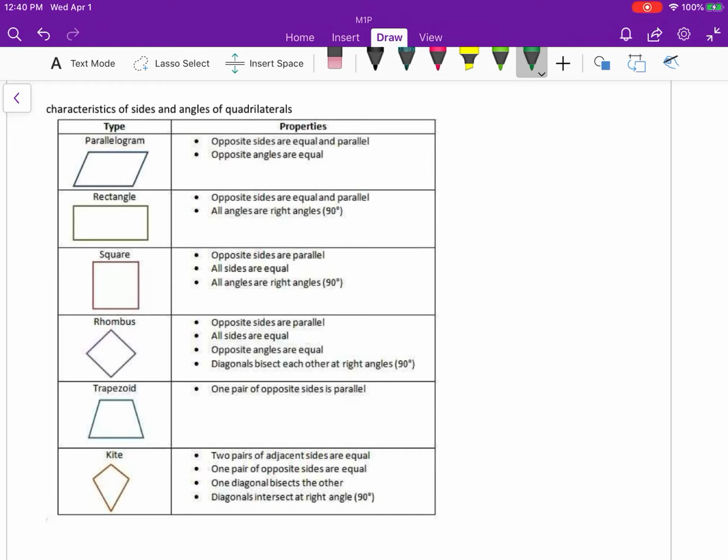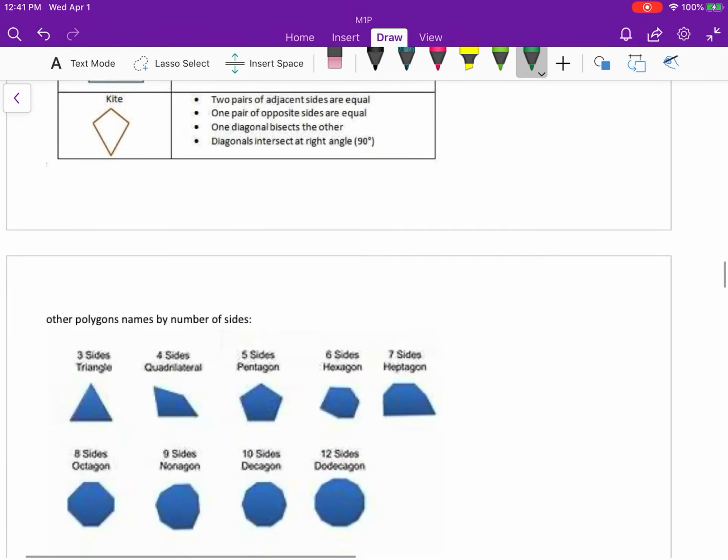I gave you this chart about the properties of the parallelogram, the rectangle, the square, the rhombus, the trapezoid, and the kite. I'm sure you can read this. I'm not going to read every one of them. But know this for our class because you're going to be doing a little bit of work with it with distance and slope. But it's also going to deal with classifying quadrilaterals. And I'm telling you, this is all Math 2. So know this.